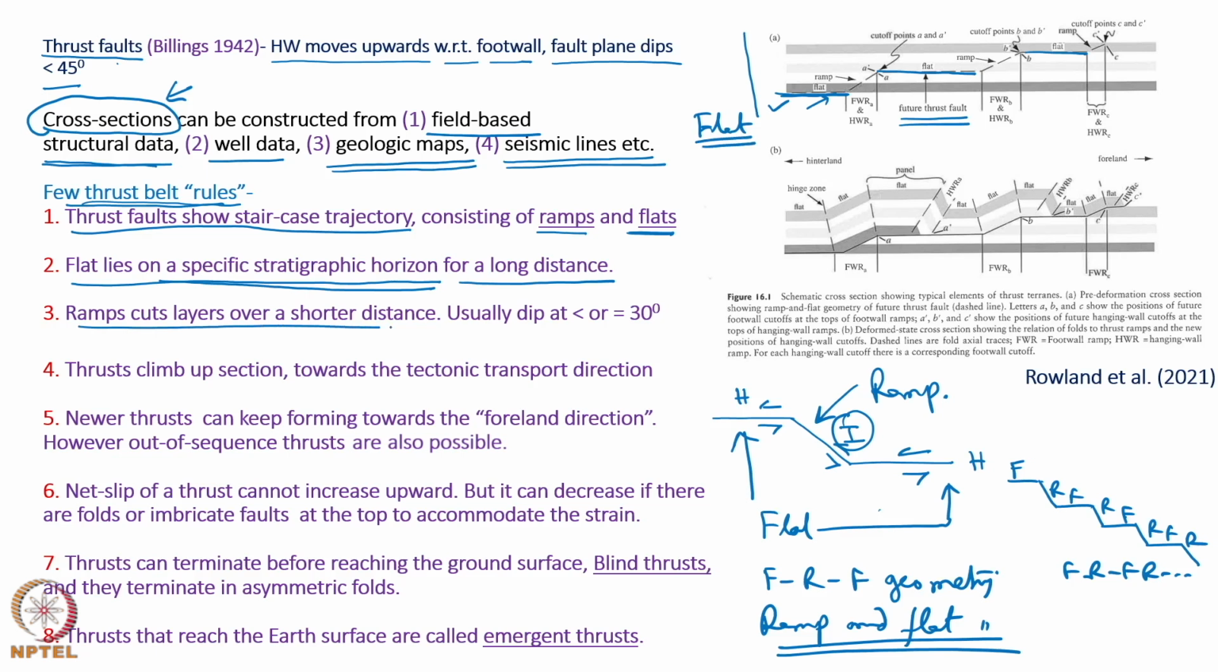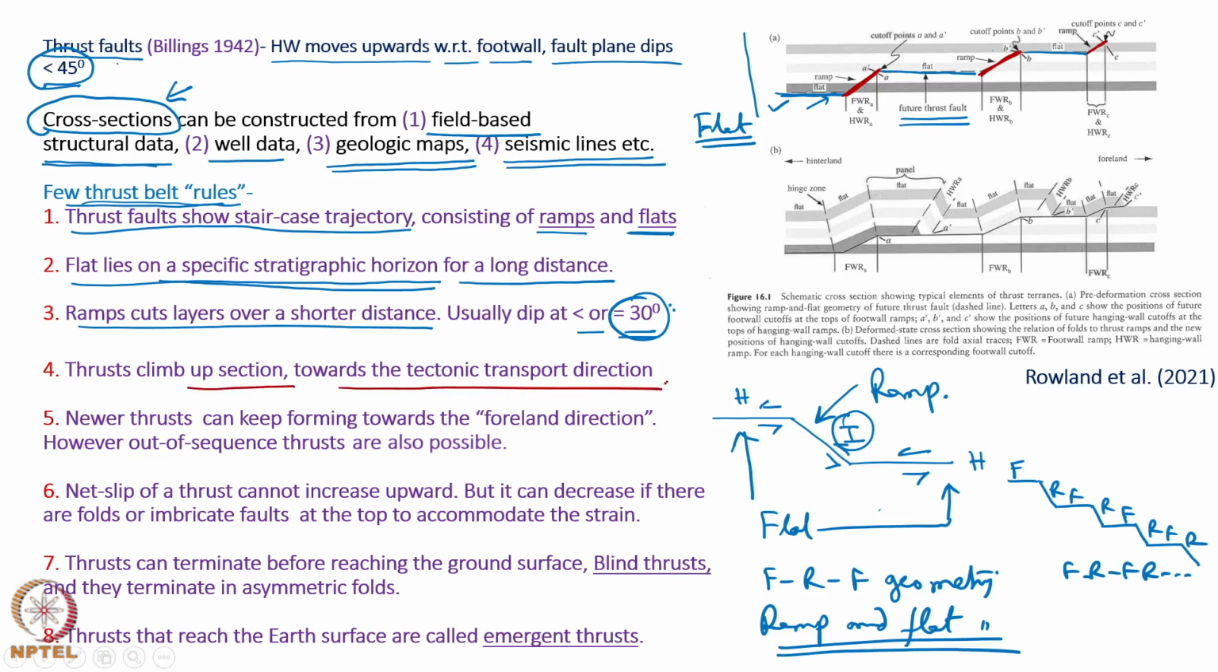Ramps cut layers over a shorter distance and they usually dip at less than or equal to 30 degrees. Note this number is less than 45 and that is why the word thrust can be used here. Where is the ramp? Here a ramp is there, here is a ramp, for a shorter distance than a flat, and they are cutting the stratigraphic horizons. Thrusts climb up section and towards the tectonic transport direction.